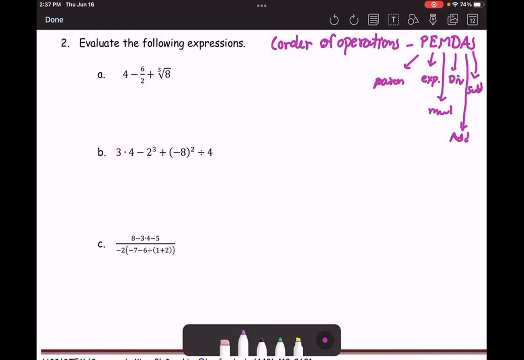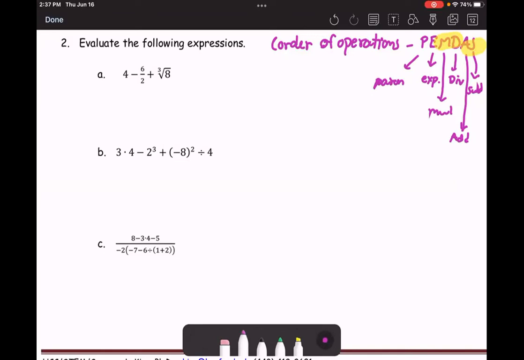If multiplication and division occur in the same expression, we're going to do them from left to right, similar to A and S, or addition and subtraction. So we pair them up: multiplication, division, addition, subtraction.